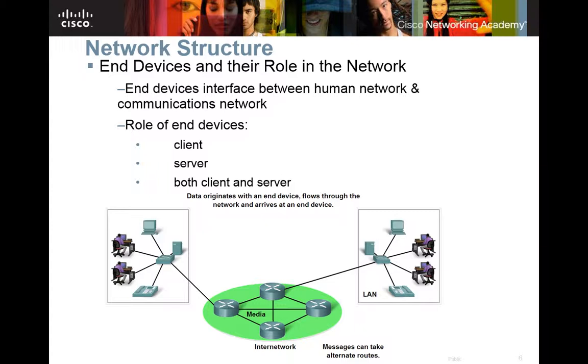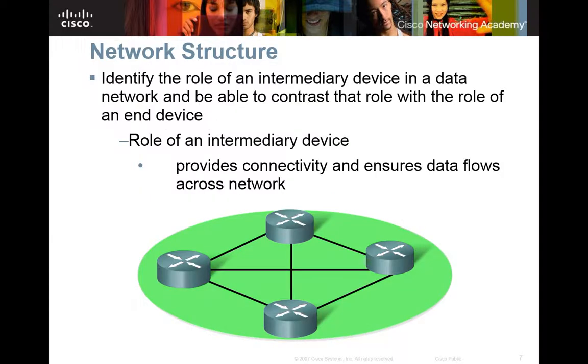What are some end devices? Name me off some end devices. Desktop, cell phone, tablet, printer, scanner. Exactly. Anything that you can physically touch is pretty much an end device, with the exception of routers and switches. Clients, servers. When you see the intermediary devices, which are your routers and your switches, they provide the connectivity that ensures the data flows across the network. So from end device to end device, it has to go through an intermediary.